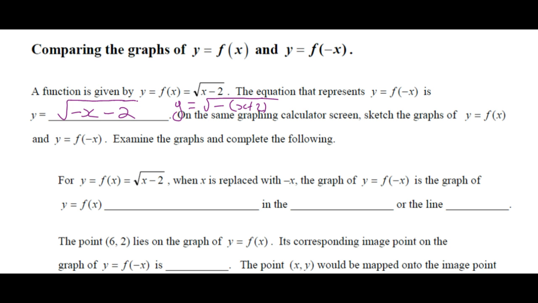It moves 2 to the left. Okay, so its reflection is going 2 to the left. Right? So just think about that. Anyway, examine the graphs, complete the following.